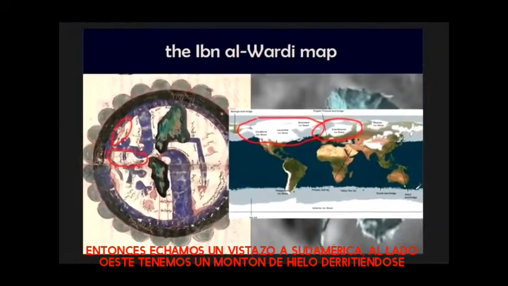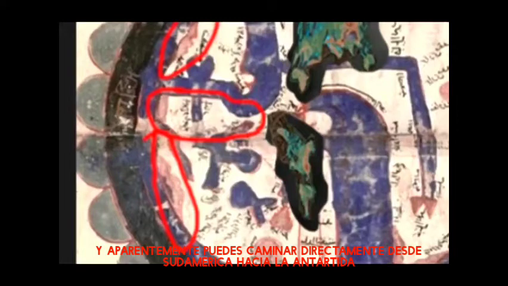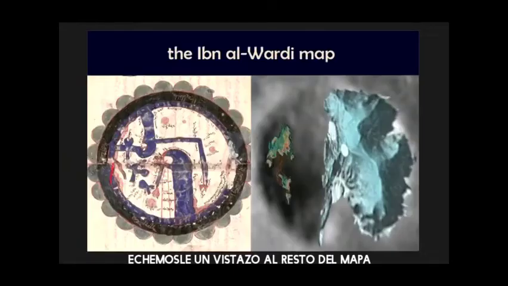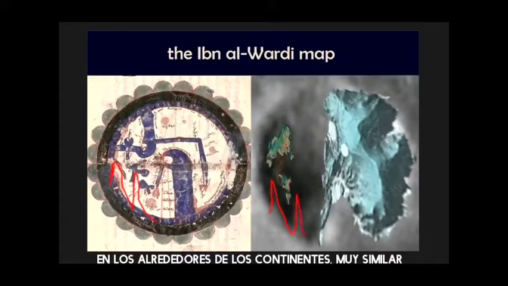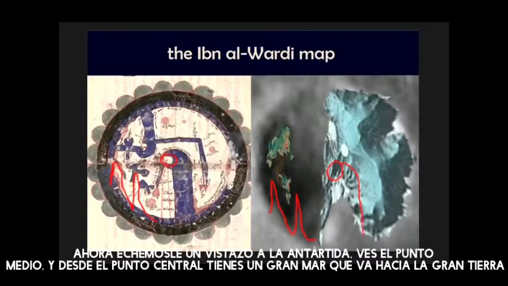So then we take a look at South America. At the west side we have a lot of melting ice. And apparently you can walk from South America straight into Antarctica. Let's take a look at the rest of the map, at the surroundings of the continents. Very similar. Now let's take a look at Antarctica. You see the center point, and from the center point you have a big sea going into the bigger Earth.